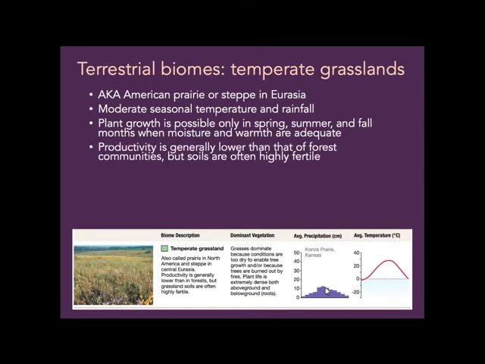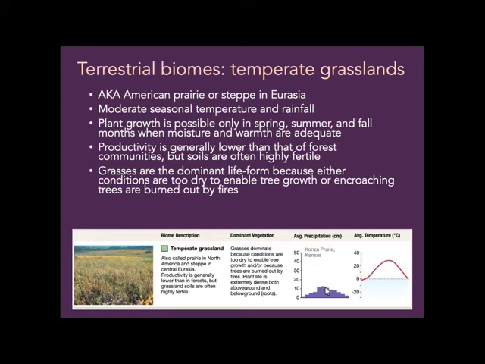So you tend to have lower productivity, meaning the amount of biomass that's made by plants, lower productivity than forest communities, but the soil is often very fertile and you can grow a lot of things there. You tend to find that grasses are the dominant life forms in prairie, either because there's not quite enough moisture to be able to grow larger trees, or because you tend to have regular fires. There's a fire regime where fires tend to burn through the prairie at regular intervals, and as a result, you never are able to get trees that grow to a big enough level that they can start reproducing. So the conditions are slightly too hot and too dry to support forests.